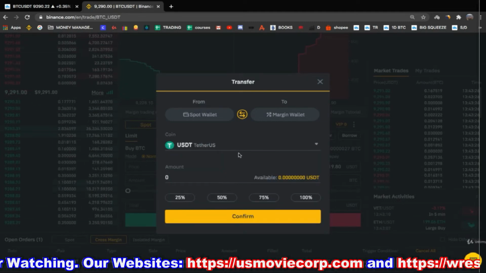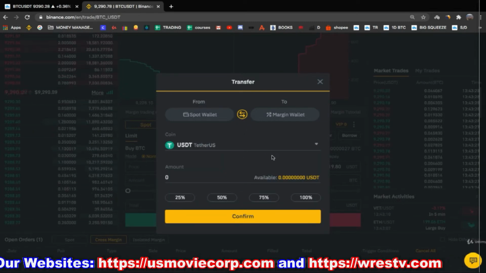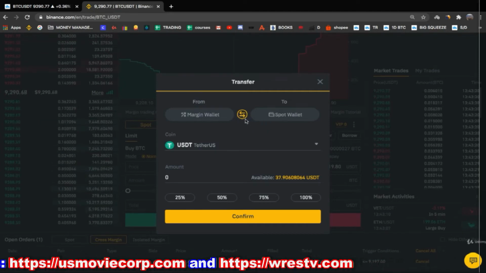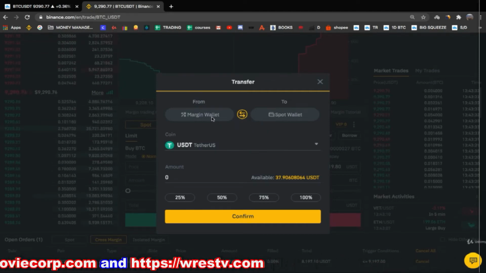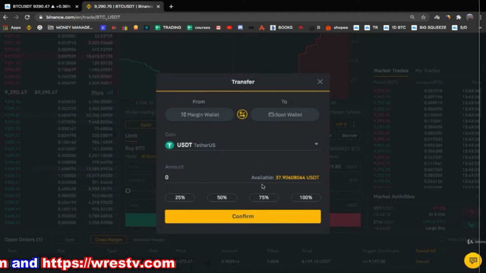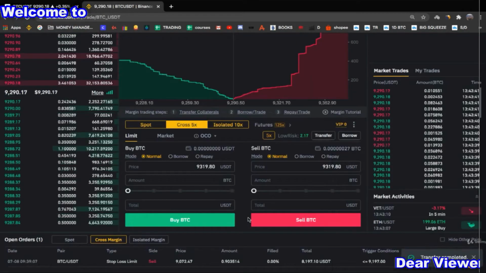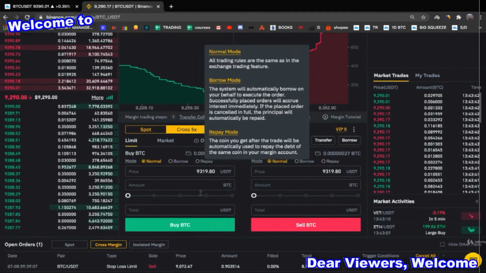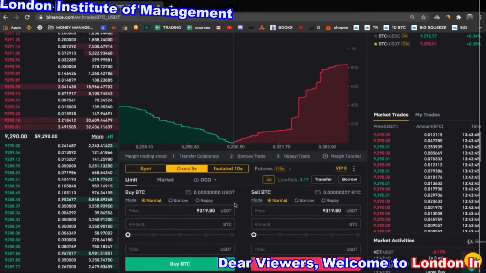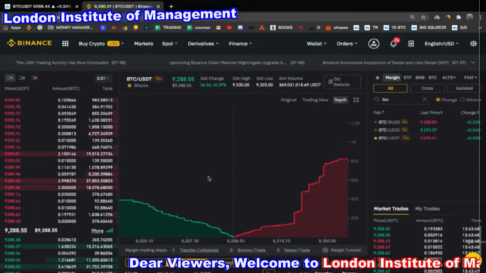So in my spot wallet I don't really have anything, but I can actually show you. I can first transfer from, but I'm in a position right now, so probably it will not really let me transfer. Let's try to transfer from the margin to spot and then back. Yes, the transfer is completed. So now, as you can see, I don't really have any USDT.